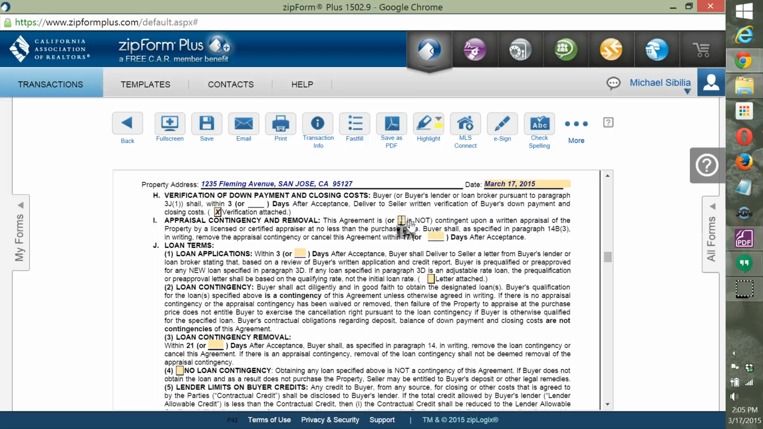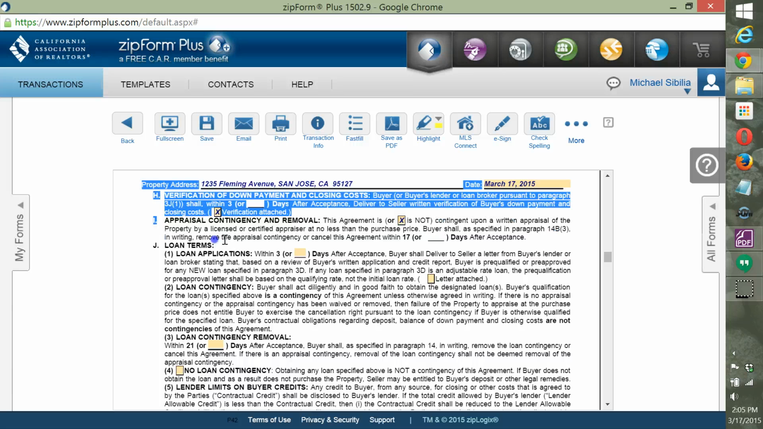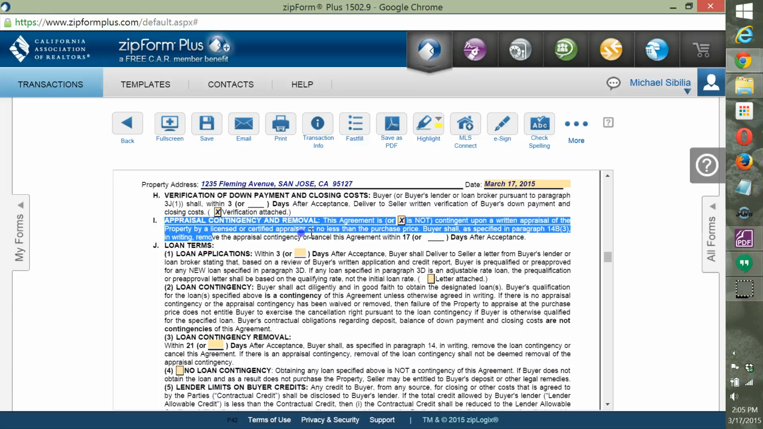So it's best for the buyer not to check this box, but if they really want to buy the house, check the box. I've had clients who said, I would pay all cash if I had to. I don't care, let's just go. I want this. All right, that's fine. But do you understand that you should have a serious conversation about what it means to remove the appraisal contingency.